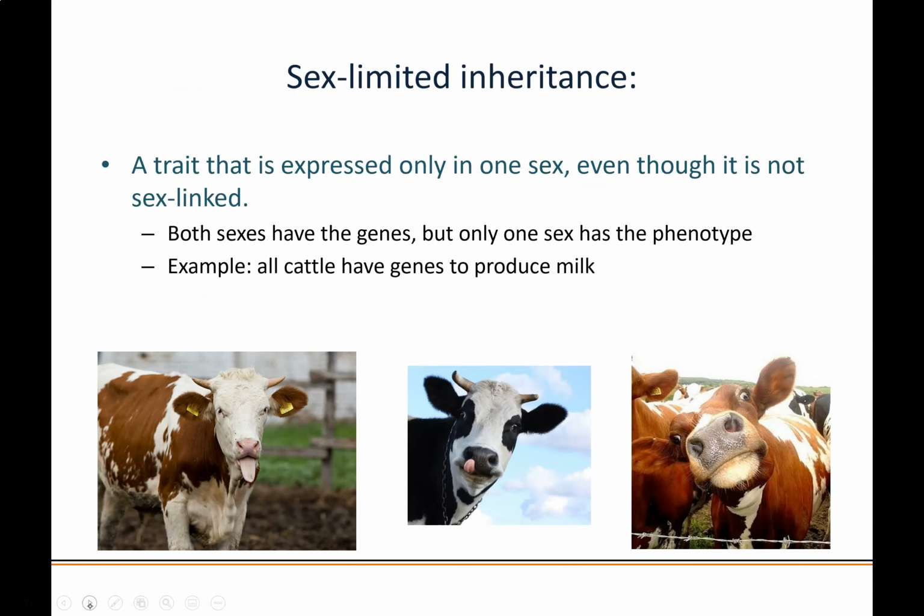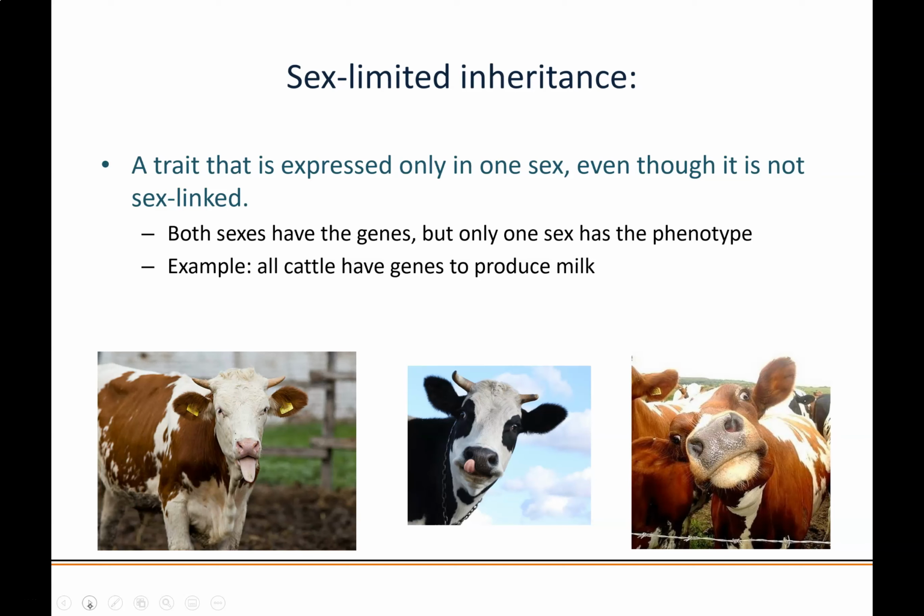So the first one, the one I like to use, and the most obvious one I think for students to see, is sex-limited inheritance. So this is where a trait is encoded on an autosome, so not the X or Y, but that trait is expressed in only one sex. So all individuals will get the genes, but it's only expressed in one of the sexes. So both sexes have the genes, but only one displays the phenotype. And this is because the hormones of the individual are affecting development, or something else is affecting development, and so that gene might not be needed.